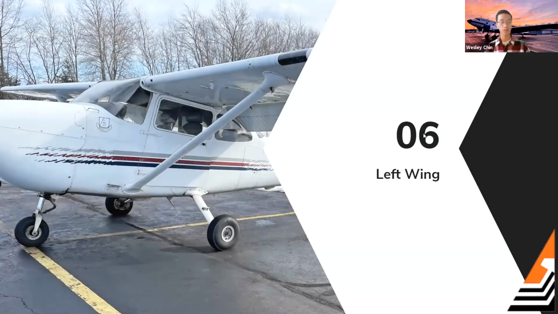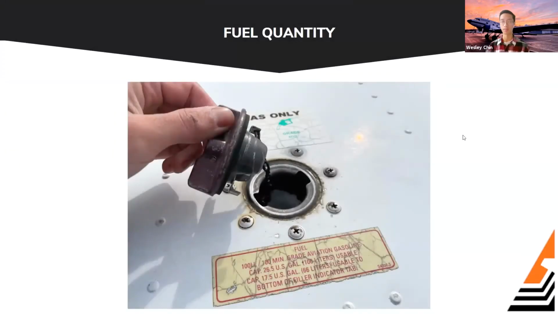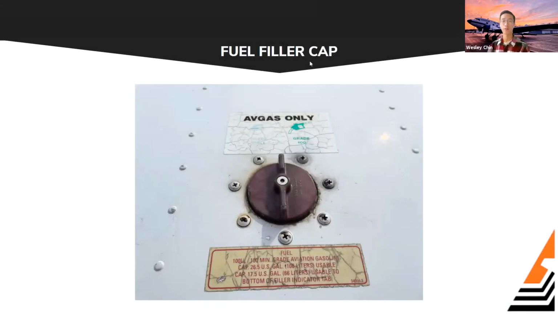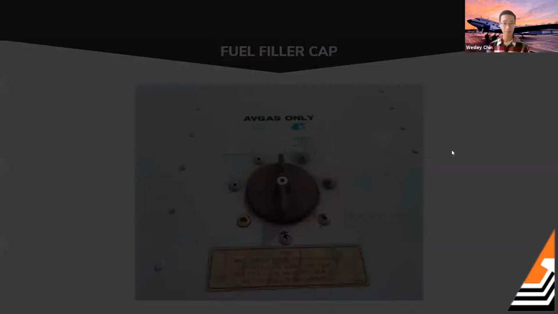Alright, so now we're coming over to the left wing, and for the most part, it's kind of the same stuff that we were talking about on the right wing that we're going to check out, right? So for some of this, I'm just going to go relatively quickly since it's the same stuff. So, of course, fuel quantity, we want to be visually inspecting that as well. We want to make sure your fuel filler cap is nice and secure and that your vent is unobstructed.